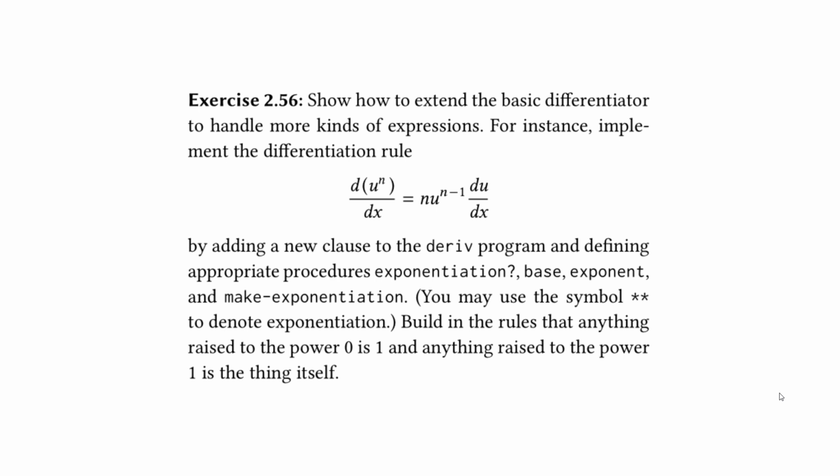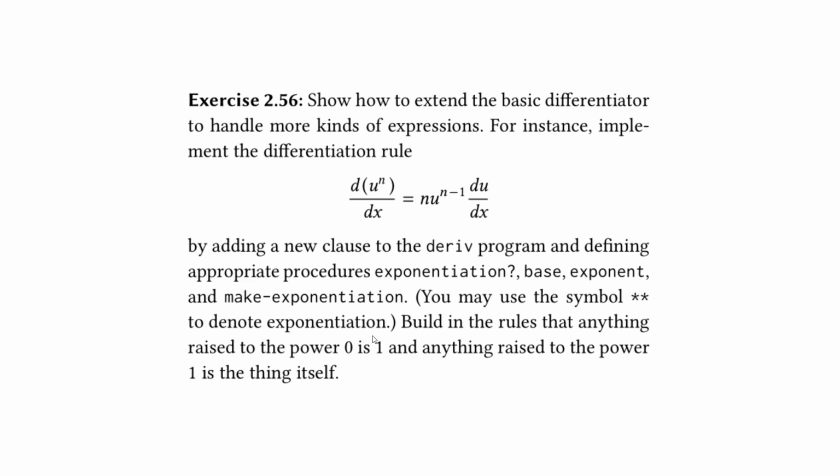By adding a new clause to the deriv program and defining appropriate procedures: exponentiation?, base, exponent, and make-exponentiation. So base and exponent will be the selectors, make-exponentiation will be the constructor, and exponentiation? will be the predicate to check whether the expression we have is an exponentiation expression. It says you may use the symbol star to denote exponentiation.